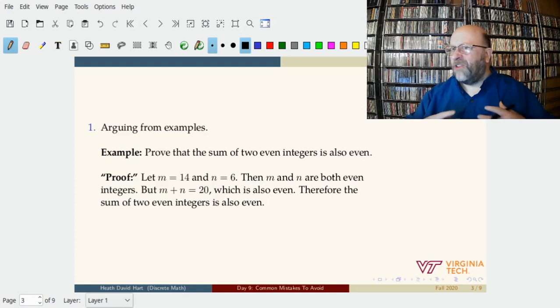But as the proofs become more difficult, people tend to want to just fall back on, I don't know how to say this in general, but here's an example. So let m equals 14 and n equals 6, and m plus n is 20, and that's even, and that's what I meant. It's an example, but it's not a proof. It's not a good way of proving something. If we want to prove something in general, we have to prove it in general. And so don't do this. It's an easy fallback method, but it's not a good proof.